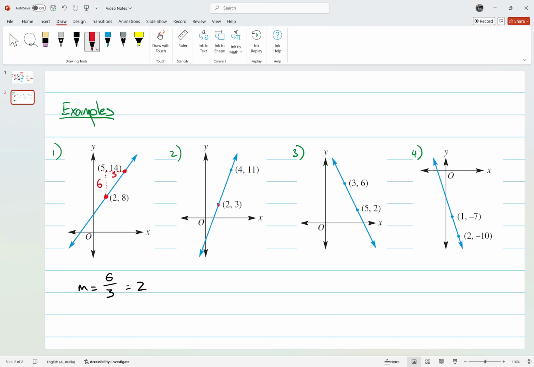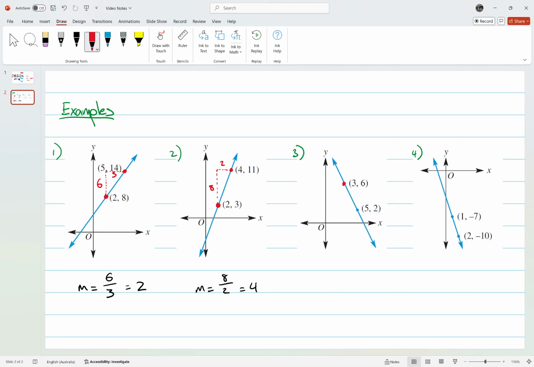Looking at this next one, at this point and this point, I want to see how far up I've gone. Starting at 3, I went up to 11, so I went up 8. Then I go across, starting at 2, going across to 4, so I went across 2. My gradient, being rise over run, is m equals 8 over 2, and 8 divided by 2 equals 4.